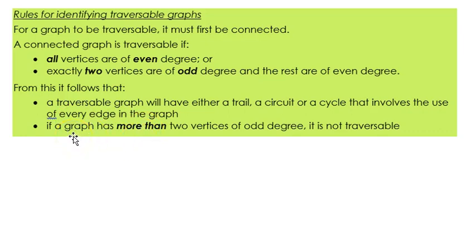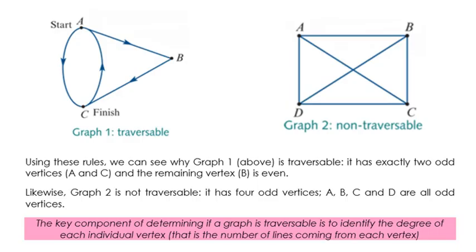And we can know straight away if a graph has more than 2 vertices of odd degree, it is not traversable. And we can check this on here. If we jump up and have a look at the degree of this, well, there's 1, 2, 3. A degree of 3 at vertex A. We've got 1, 2, a degree of 2 at vertex B. So if this is traversable, okay, we need exactly 2 of odd degree.